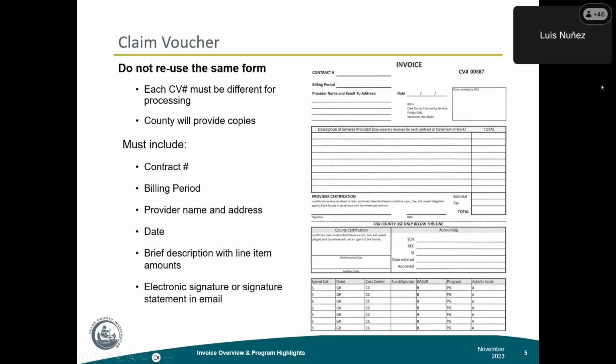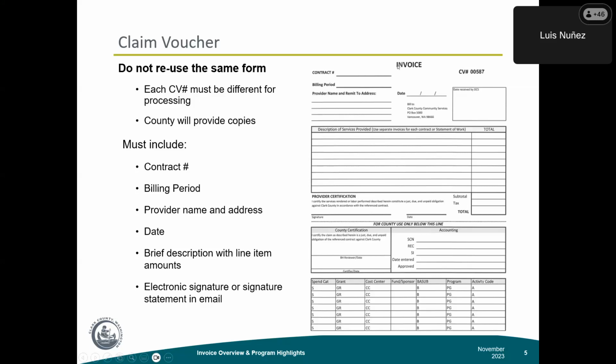So each claim voucher, or CV, is going to be different. The number is going to be unique to each invoice. And please make sure not to reuse a number, or else we're going to have to request a new claim voucher to be submitted. County staff will provide these claim vouchers to you, so if you run out, just reach out and we'll send them through email.